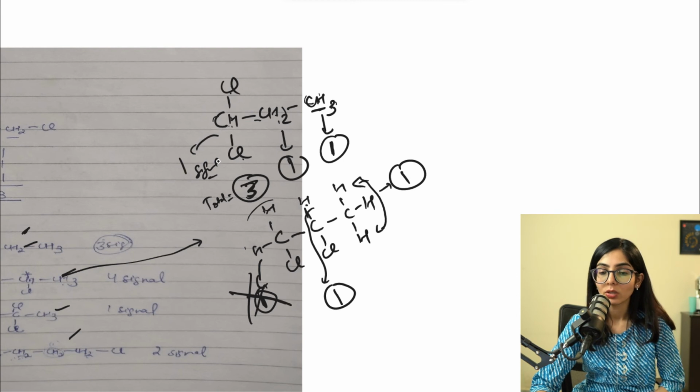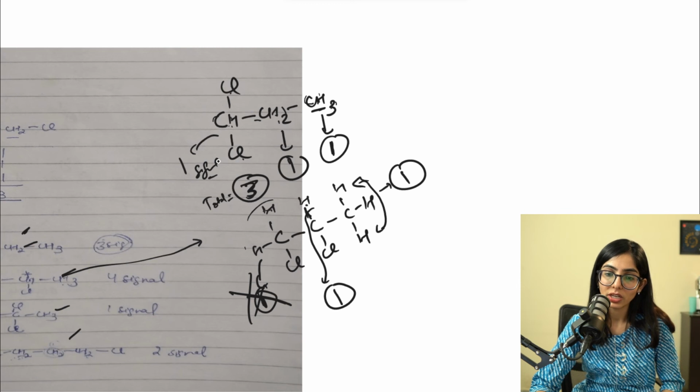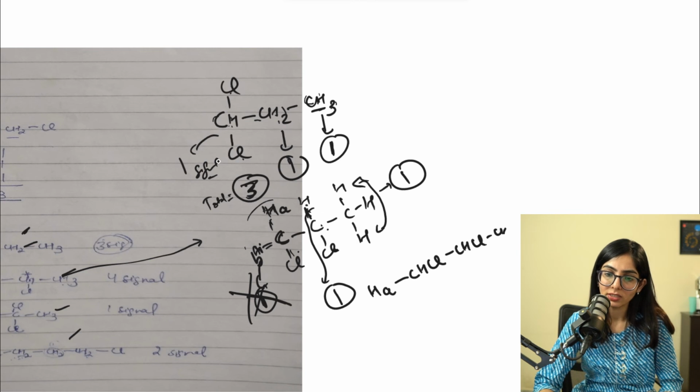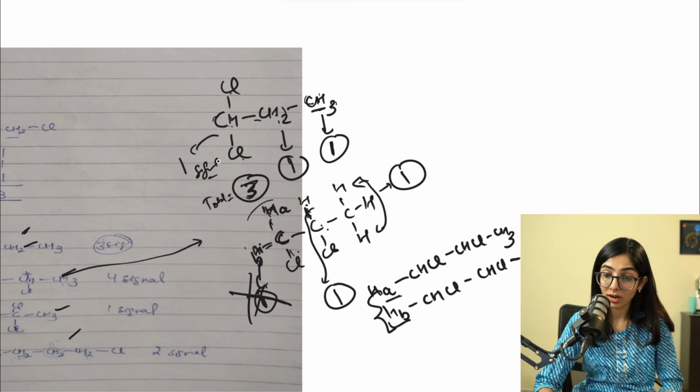So what will happen? Now you'll be confused. Okay, what actually happened over here, Komal? Both hydrogen are connected to the same CHCl. I'll just name this for you. This HA is connected to CH, Cl, CH, Cl, and then CH3. And this HB is connected to CHCl, CHCl, and then CH3. They are the same, Komal. Then why am I telling you that these are different?